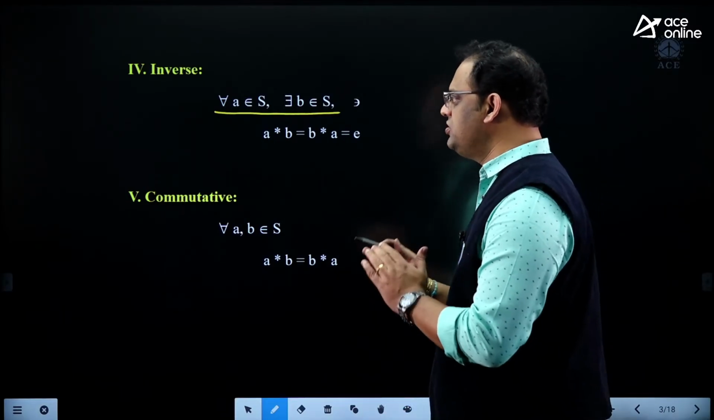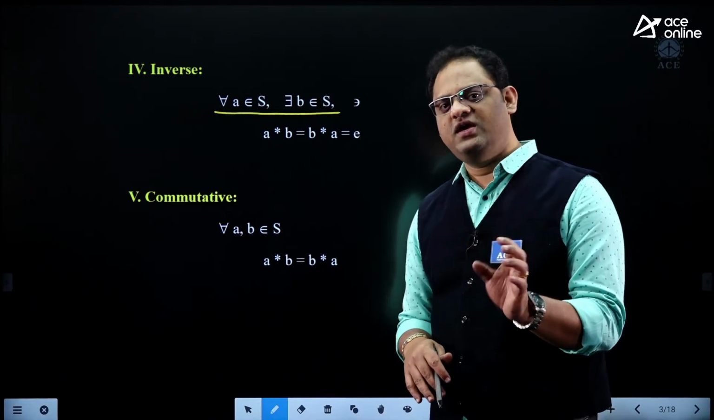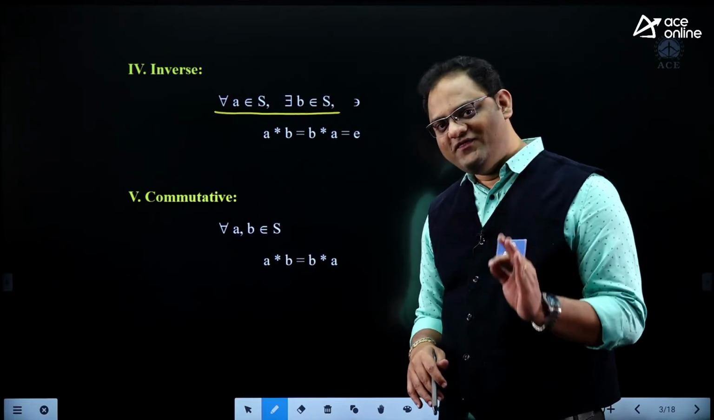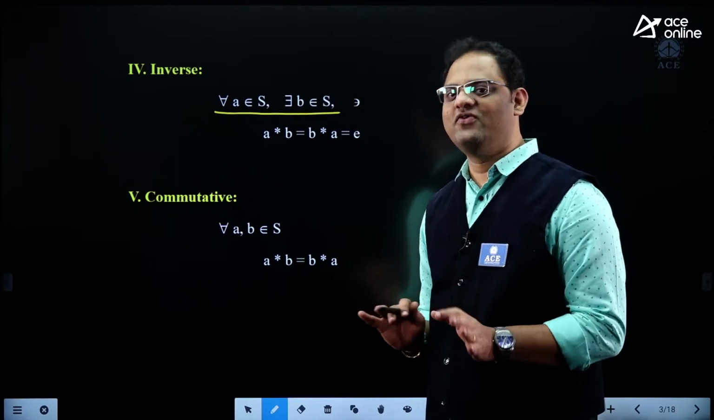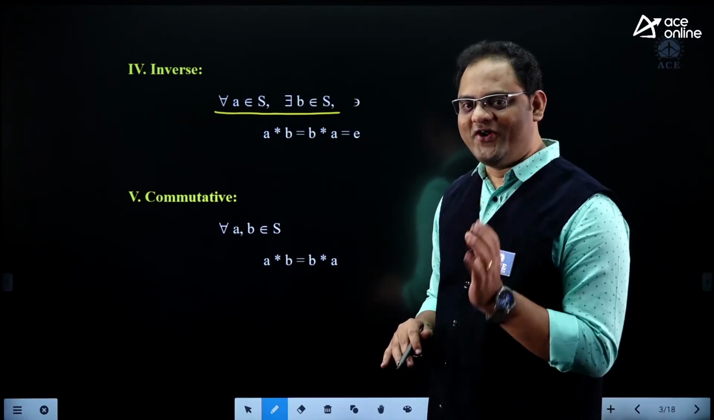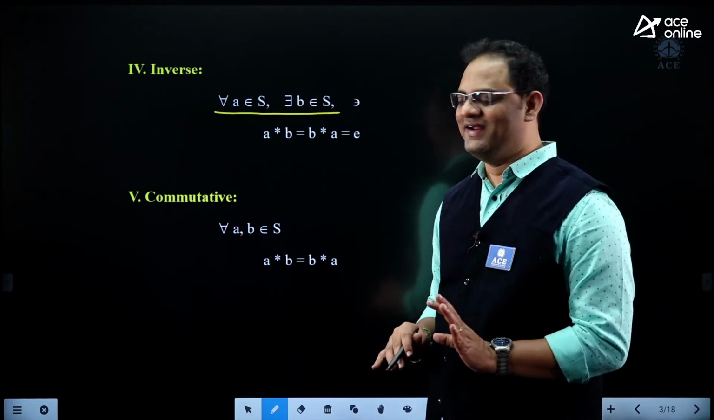For all A belongs to S, there exists some B belongs to S. For every A, there is some B. So with multiple quantifiers, the order of the quantifiers matters a lot. For all A, there is some B. There is some B for every A, it is different, right?